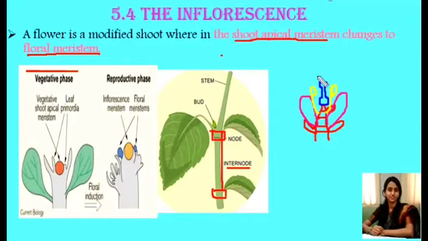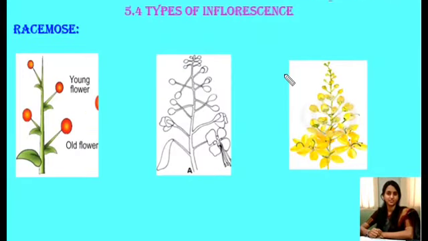Now let us discuss in detail about the types of inflorescence. Dear students, you might have seen in the hibiscus plant, the hibiscus flower is produced singly, means only one flower is produced. Depending on whether the apex gets converted into a flower or continues to grow, mainly there are two types of inflorescence. The two types are racemose inflorescence and cymose inflorescence. Now, what is racemose inflorescence?